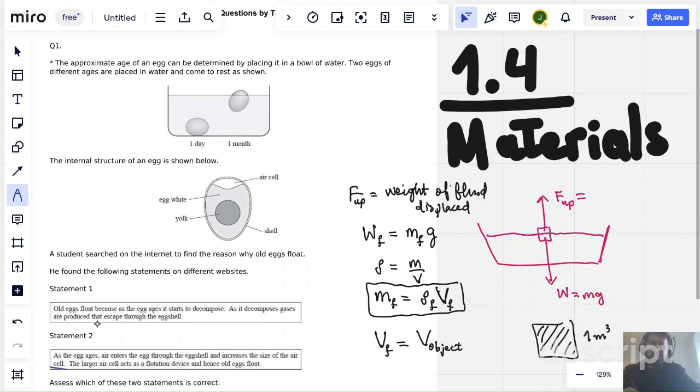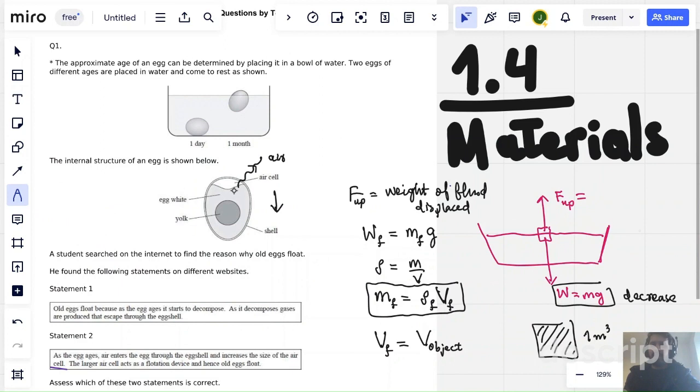The first statement is: old eggs float because as the egg ages, it starts to decompose. As it decomposes, gases are produced that escape through the eggshell. Okay, so something is getting out of the egg, right? We have air escaping the egg. So if something is going out of the egg, what will happen to weight? The weight of the egg will decrease. So weight will decrease.